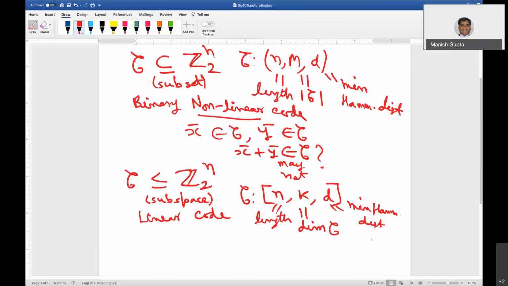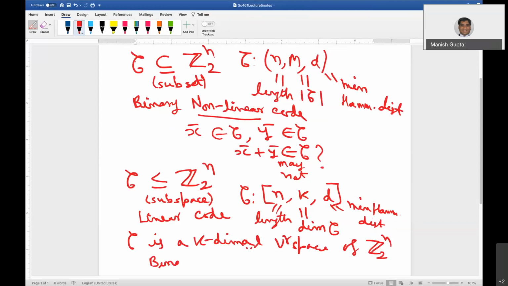So basically, C is nothing but a k-dimensional vector space of Z2 raised to power n, right? And it is known as a binary linear code.